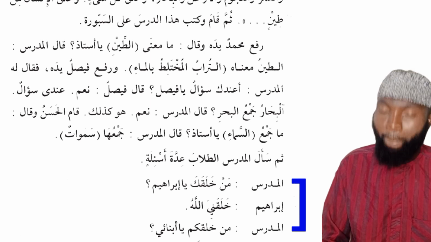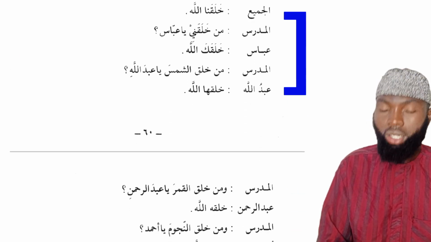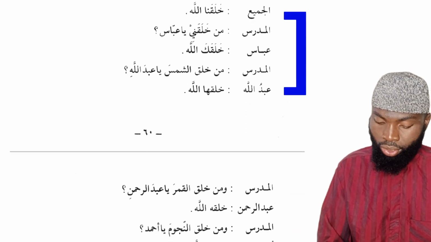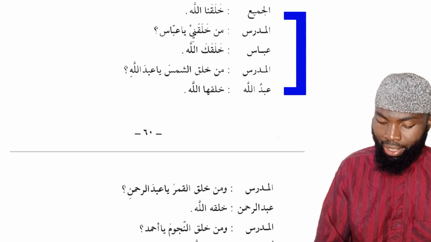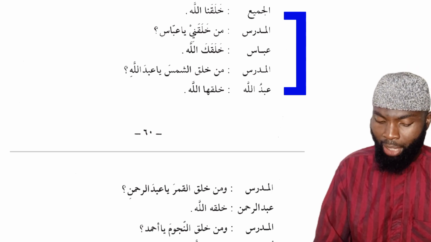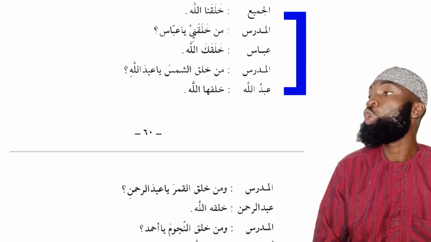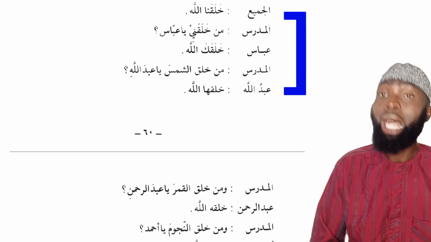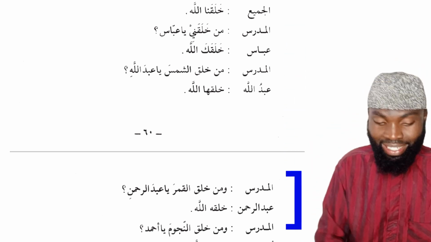Then Al-Mudarris said, Man khalaqakum ya abnai, who created you all, O my sons? They said, Khalaqana Allah, Allah created us. Al-Mudarris said, Man khalaqani ya Abbas, who created me, O Abbas? Abbas said, Khalaqaka Allah. Al-Mudarris said, Man khalaqa ash-shamsa ya Abdullah, who created the sun, O Abdullah? Abdullah responded, Khalaqaha Allah, Allah created it.